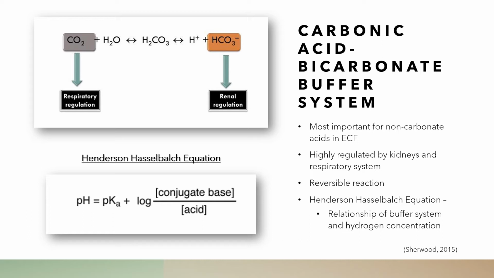As we can see from the equation, looking at it from left to right, carbon dioxide provided by the respiratory system combines with water to form carbonic acid, which is broken down to form bicarbonate and hydrogen. The reaction occurs in this direction when the plasma hydrogen concentration falls below normal levels. This leads to an increase in hydrogen and pH is restored.